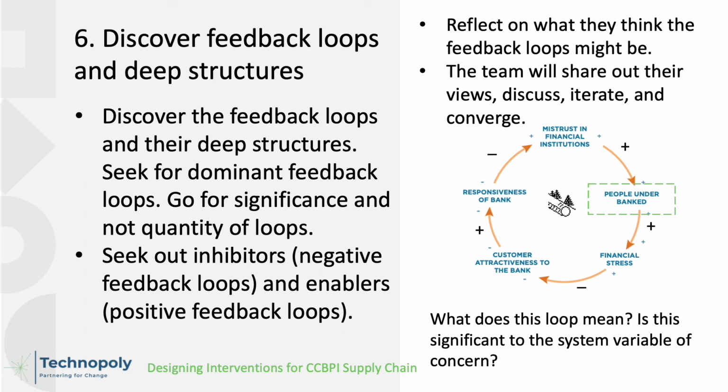Once the loops have been formalized and completed, we now draw the attention of the team and identify which among these loops are significant to the system variable. Which of these loops behave in a manner that influences the behavior of your variable? We ask the team to discuss and even iterate or change the words or the loops that might have come out. The goal here is to seek out inhibitors, which can be your negative feedback loops, or enablers, which are your positive feedback loops. And the goal is for the team to find out the deeper meaning of the structure.